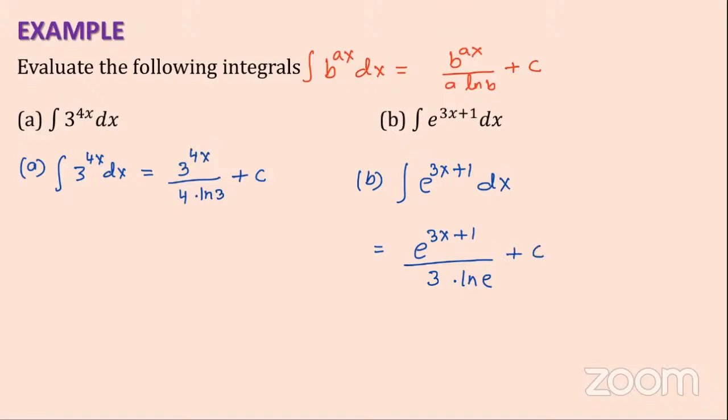E to the whatever is there, we write as it is, right? And you can see in our formula, we divide by log b. So here, in place of base, we have e, so log e. And we divide by the derivative of this function 3x plus 1, which is a 3. But log e is how much? 1. So it becomes 1/3, right? It just becomes 1/3 e to the 3x plus 1 plus c.